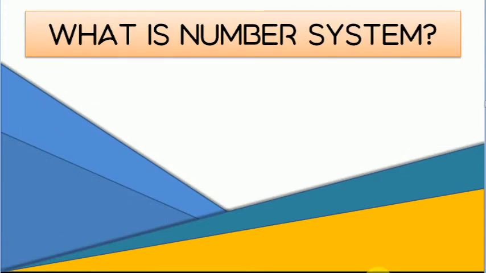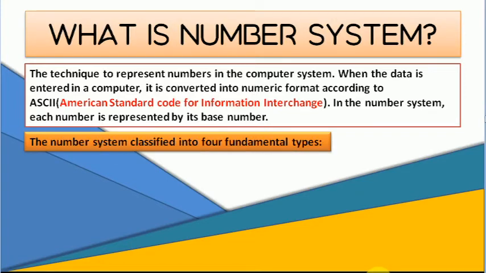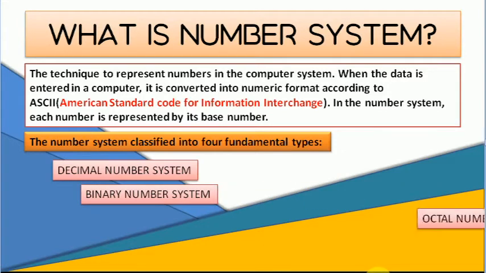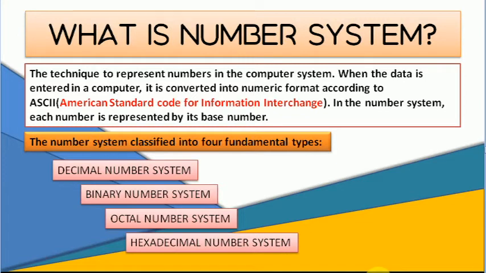So what is a number system? Now we come to the number system. It is a technique to represent numbers in a computer system. When data is entered in a computer, it converts into numeric format, according to ASCII, American Standard Code for Information Interchange. Each number is represented by its base number. In a number system, there are four fundamental types: decimal number system, binary number system, octal number system, and hexadecimal number system. Now let us understand the first one, that is the decimal number system.